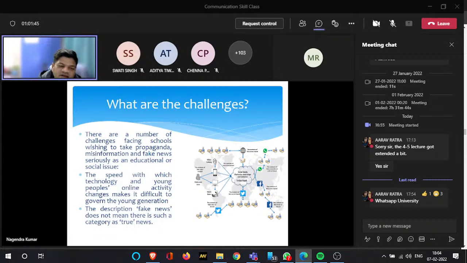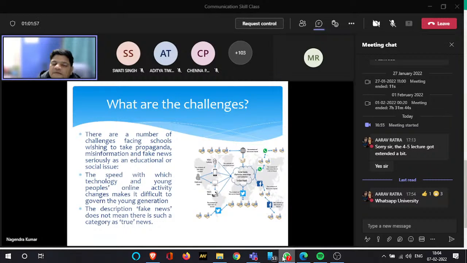So if God is there, Saturn is also there. If Ram is there, Ravan is also there. That means good and evil go hand in hand. So if these media platforms are a boon for some people, they are a bane for some people. So, the challenges are inherent.